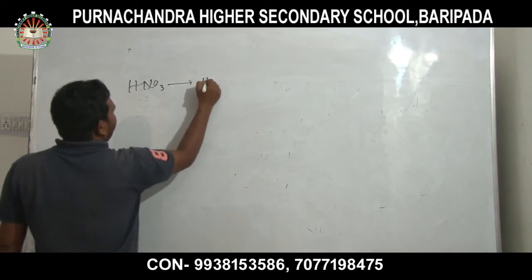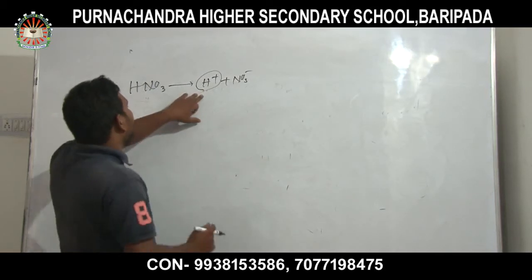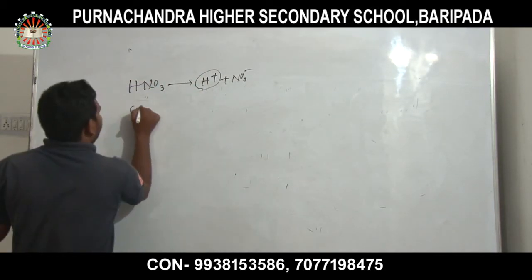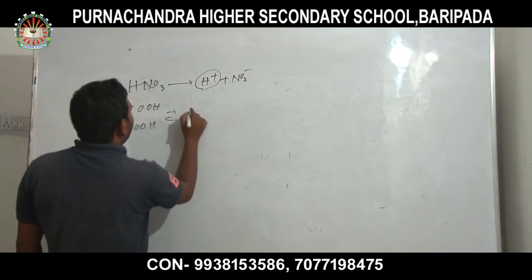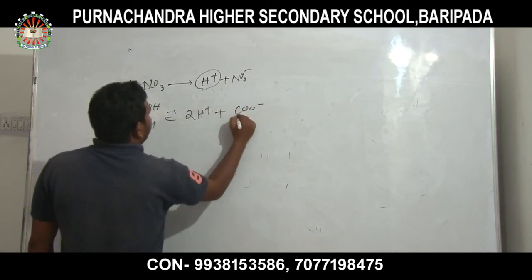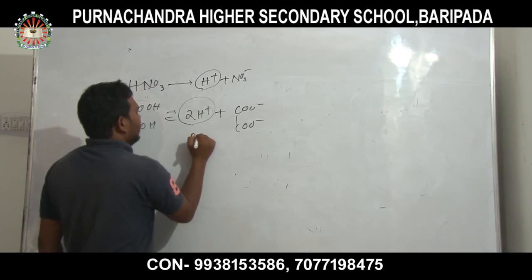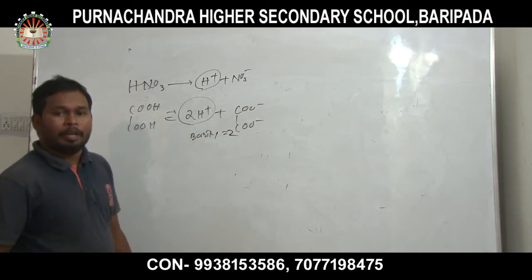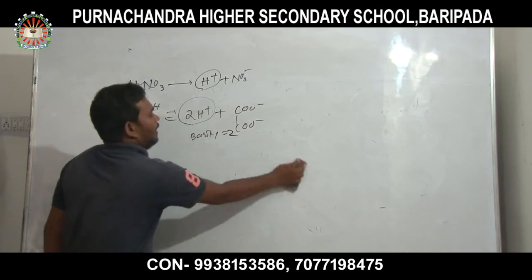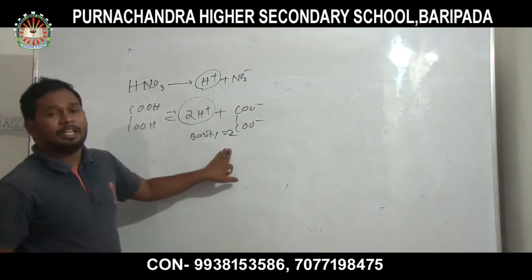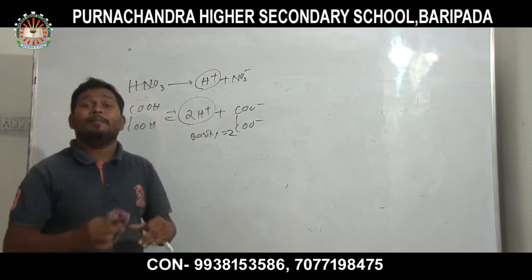Nitric acid when dissociated forms H plus ion, and the number of removable, replaceable H plus ion is 1. Thus its basicity is also 1. Similarly, oxalic acid gives 2 H plus ions and COO minus, and the number of replaceable H plus ions is 2. Thus its basicity is 2. This is how you can calculate the basicity of all acids. Then we proceed to the next part, how to calculate the equivalent mass of an acid.